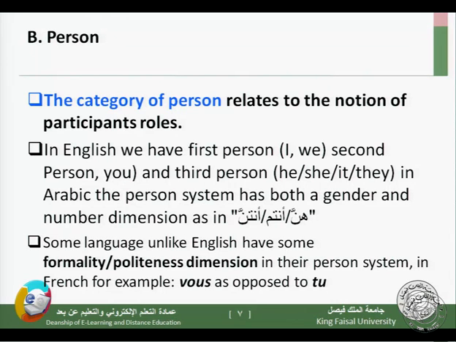Now in French they use different pronouns. Vous is for politeness. Tu is for informal. Vous êtes belle, tu es belle. You understand? So this is an example of the role of the person system in translation. You need to be careful about this.